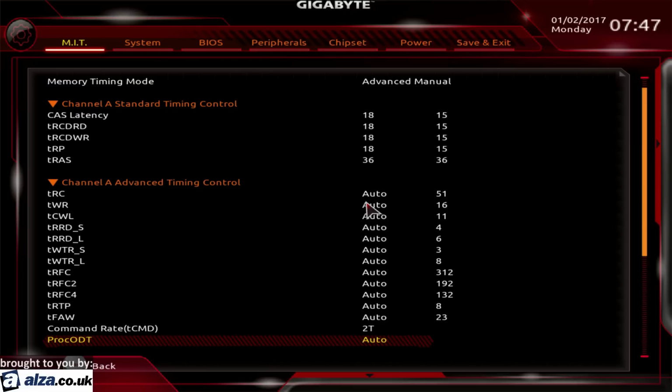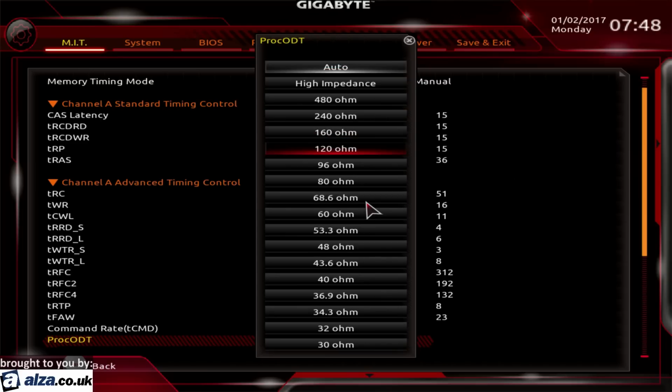Now then, processor on-die termination. There are resistors on your CPU to terminate all the signaling, and you can adjust what amount of resistance they have.